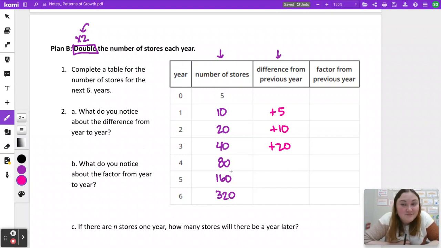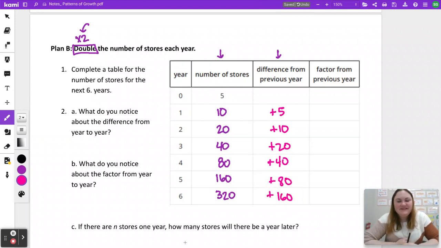And so we can keep going through and finding these differences. Remember, you can always use subtraction to help you with these. So you can think 80 minus 40. That means we went up by 40. 160 minus 80. That means we went up by 80. But we get these numbers here as our differences. Now I want to pause here and talk about 2A. The question is, what do you notice about the difference from year to year?